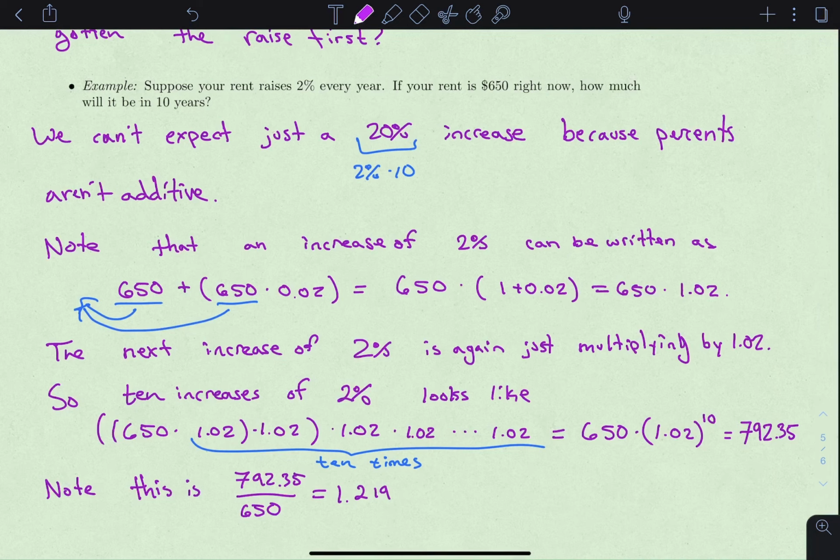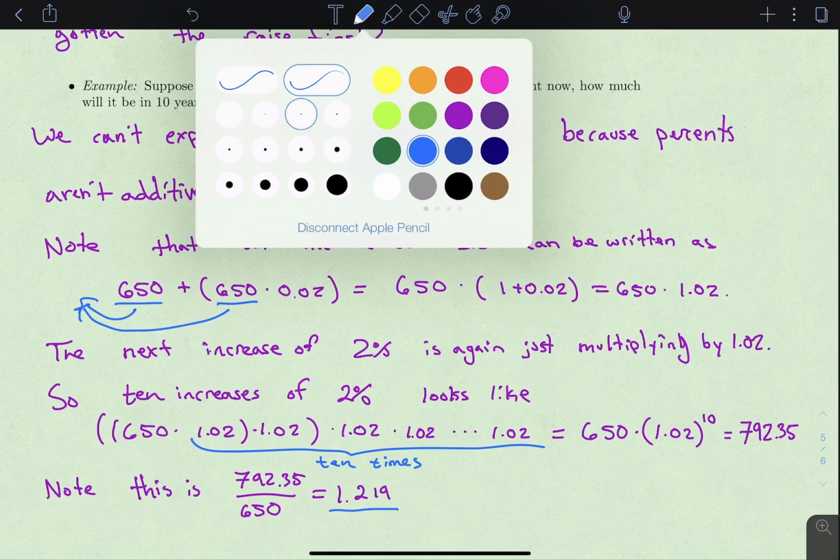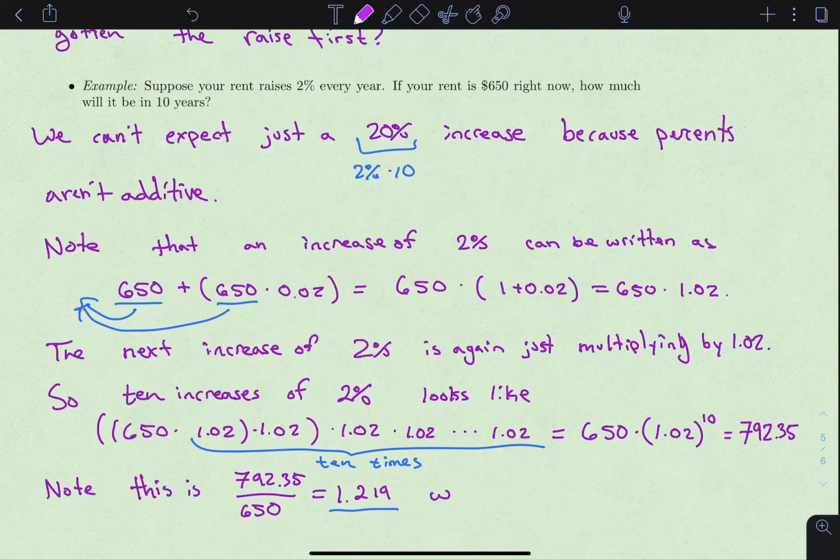And so this number we just calculated is the multiplier that you need to multiply 650 by to get 792.35. If you subtract off the 1, you get the percent increase, which represents a 21.9% increase. So we saw that increasing by 2% 10 times in a row resulted in something that was almost a 22% increase. Alright, see you in the next video.